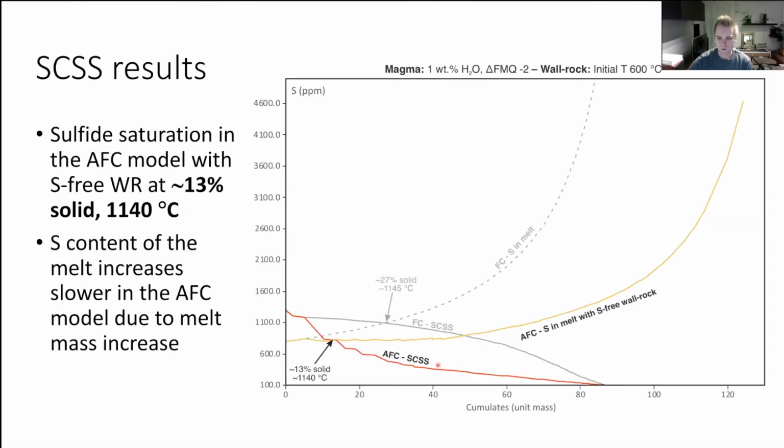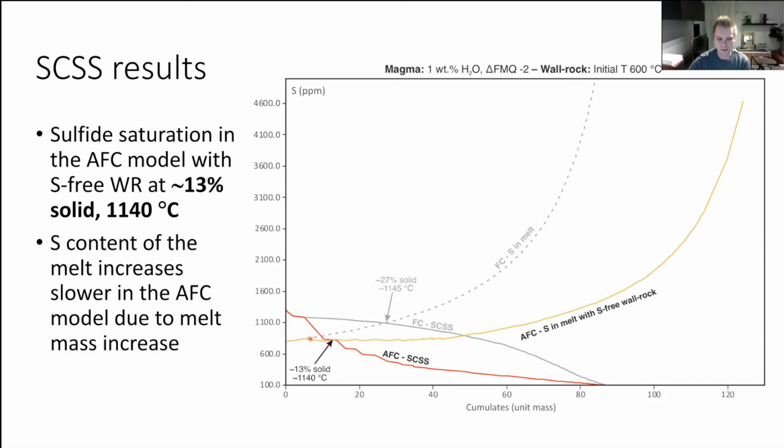So let's move to the sulfur part of this model. We modeled the sulfur with the trace element tool of the Magma Chamber Simulator, but here's the first model without any sulfur in the wall rock. So we see that the sulfate saturation in this model occurs when 13% of the magma has solidified and the temperature is 1140 degrees Celsius. And this is, in terms of solidification, before the fractional crystallization model.